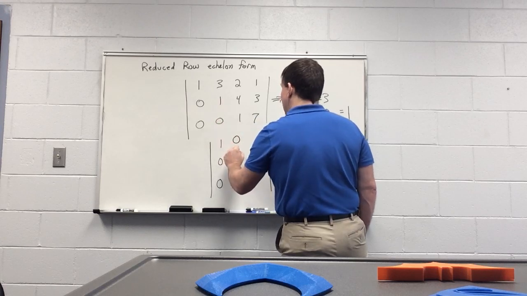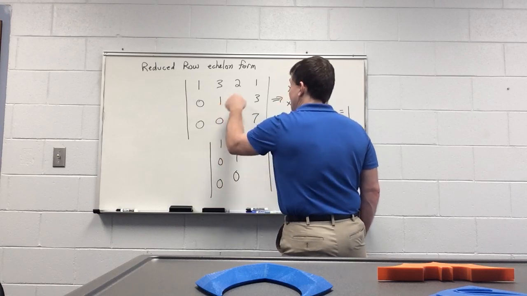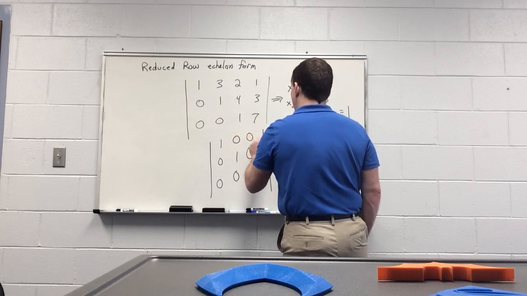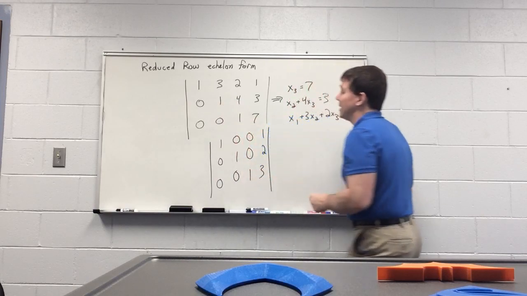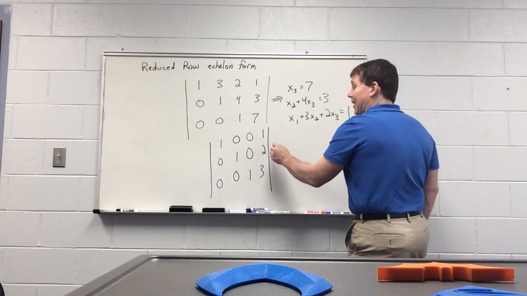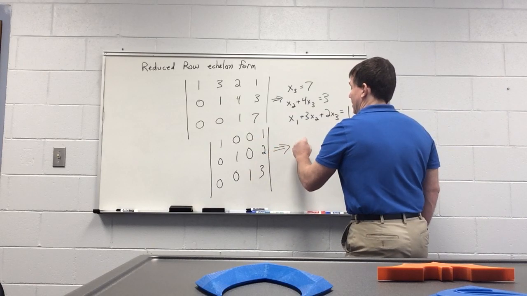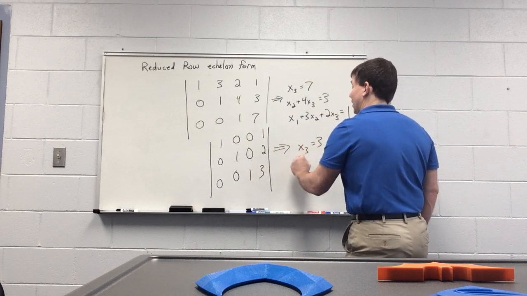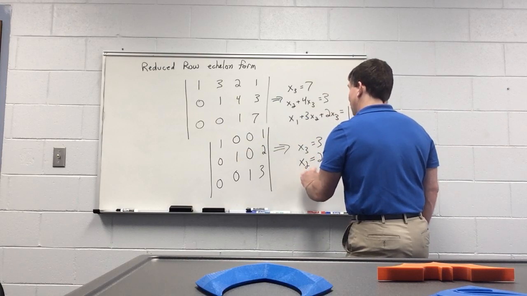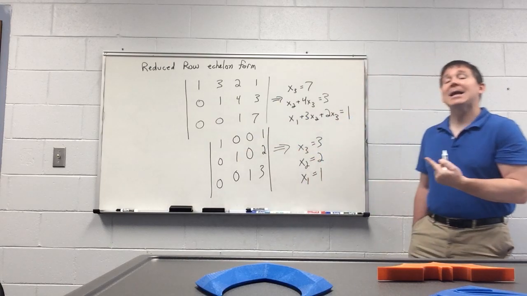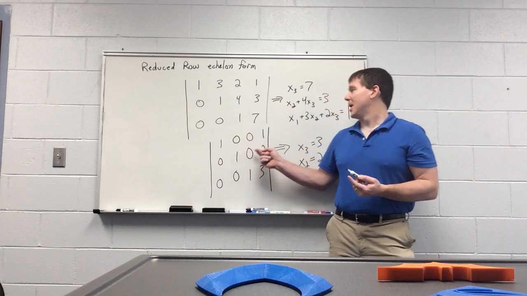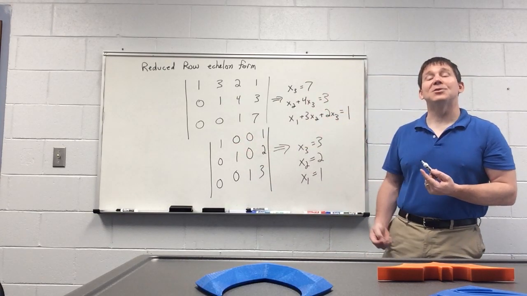There's a leading 1 here, so all other entries are 0. There's a leading 1 here, so all other entries are 0. And again, these ones I'm just making up. But now, if I have it in this form, x sub 3 is equal to 3, x sub 2 is equal to 2, x sub 1 is equal to 1, and I get my solutions immediately because all of these are 0, so I don't have to worry about the backward substitution.